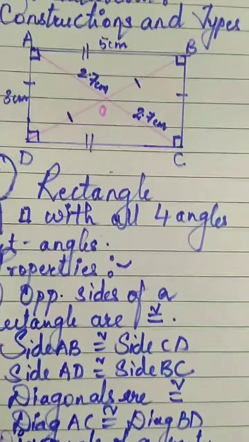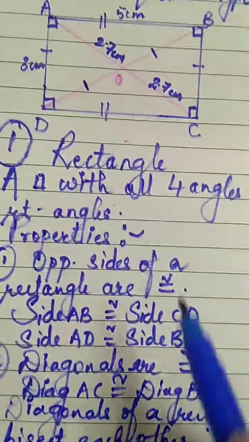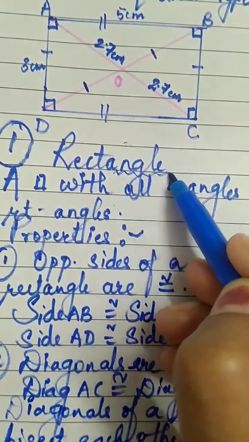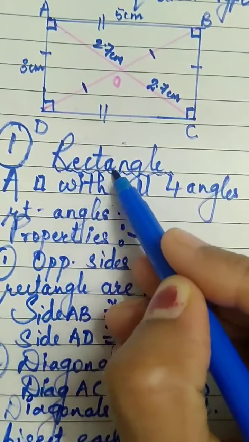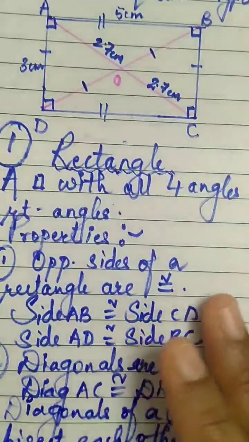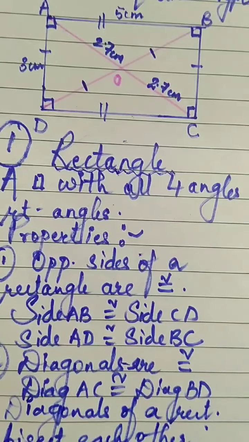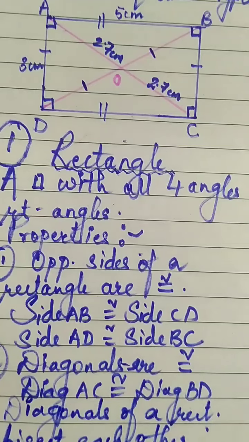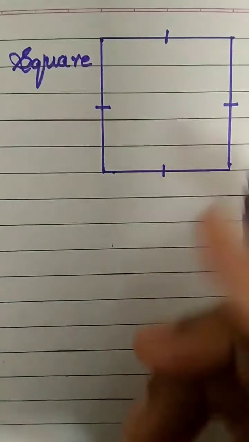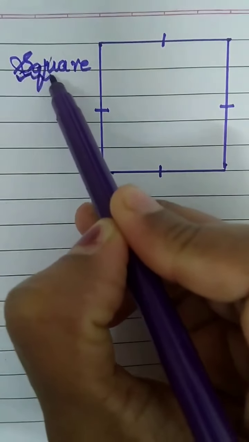So we have completed the first type of quadrilateral, the rectangle. What is a rectangle? A quadrilateral whose all angles are right angles is a rectangle. And these are the properties. Now let us move on to the second type of quadrilateral. Okay children, now let us learn the second type of quadrilateral, square.